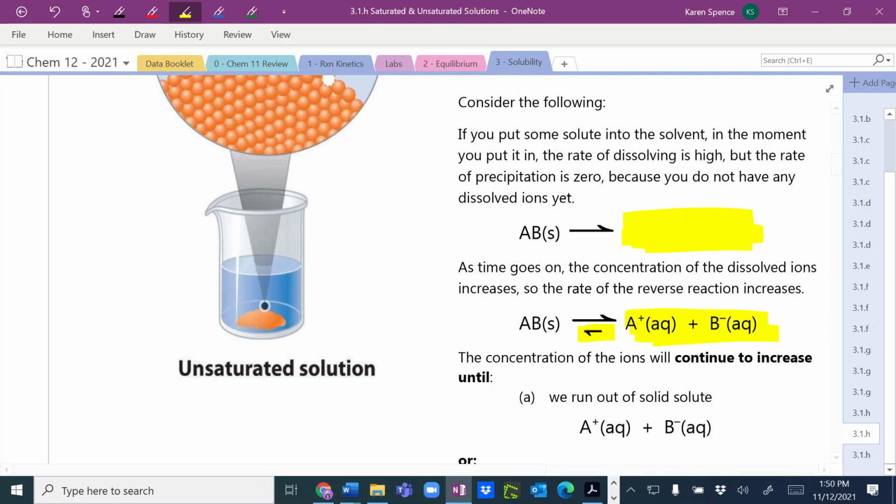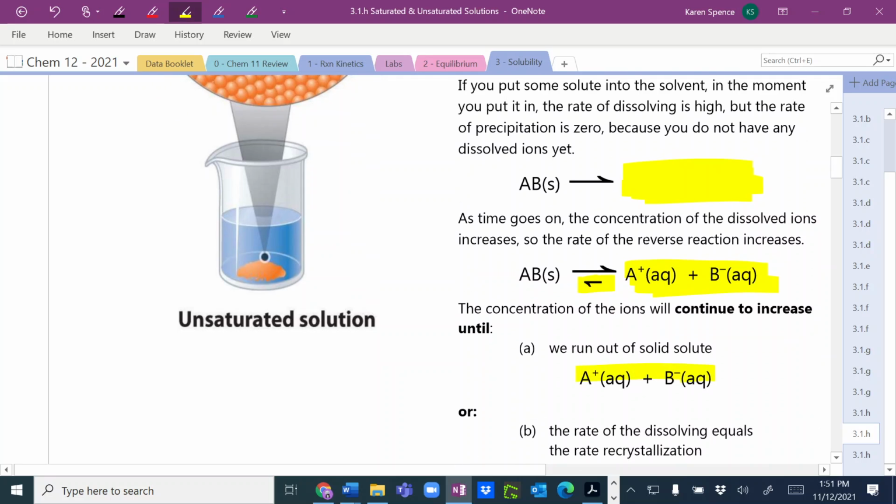And it might be that we run out of solid. If you take some sodium chloride and you sprinkle it into the water and you dissolve it, and it's all gone, you just ran out of solid. At that point, all you've got is this. There's no solid. That is an unsaturated solution.